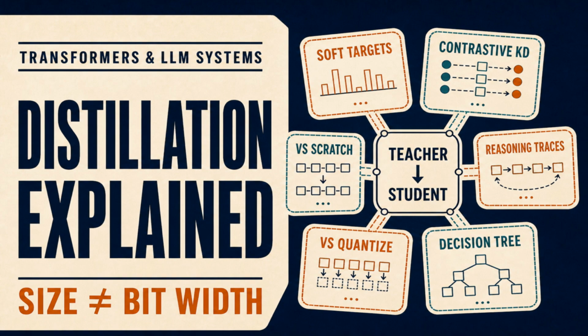Lowering numeric precision makes a model easier to store, but it does not make the model architecture smaller. Distillation takes a different approach. It trains a smaller student model to reproduce useful behavior from a stronger teacher.